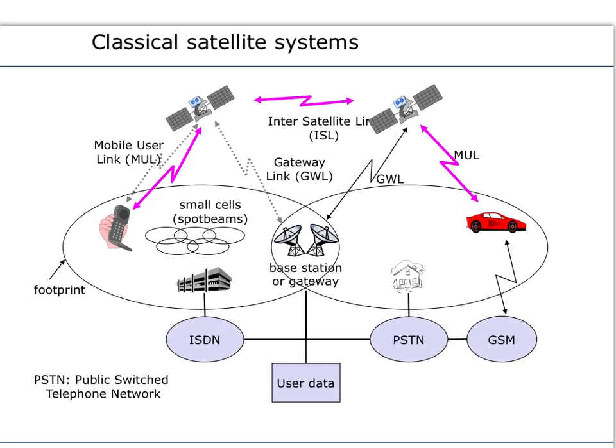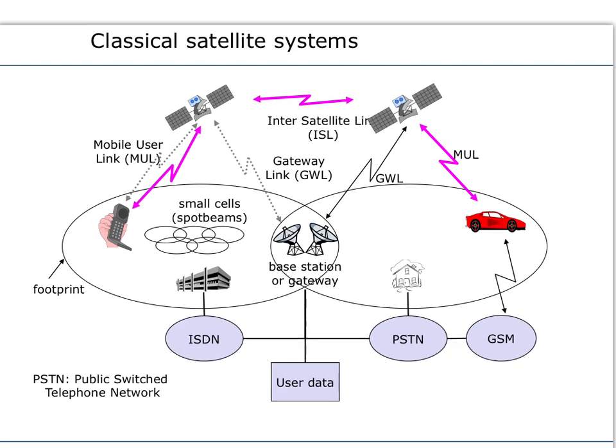So each satellite on Earth has what we call a footprint. A footprint is the coverage of this satellite. This footprint can be subdivided into what we call spot beams. What spot beam means is that the satellite itself has multiple antennas, and each antenna can in fact create a specific spot beam.